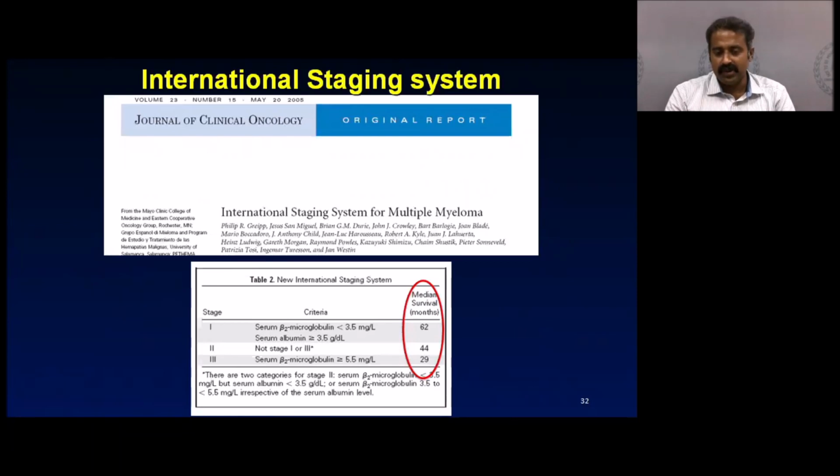Now, depending upon the staging, you can see that the median survival changes. The median survival is around 62 months in patients who are ISS1. It comes down to 44 months in patients who are ISS2, and almost to 2 years in patients who are ISS3, where the serum beta-2 microglobulin is more than 5.5.